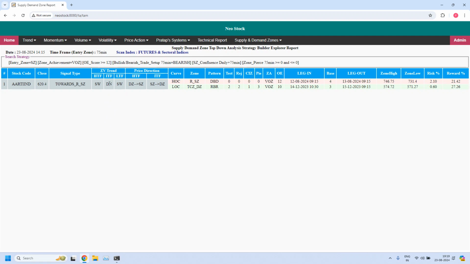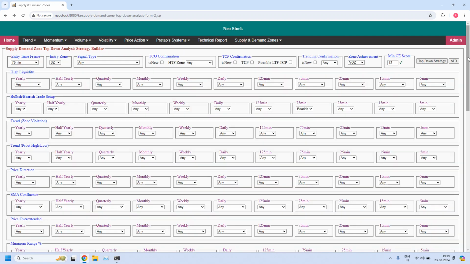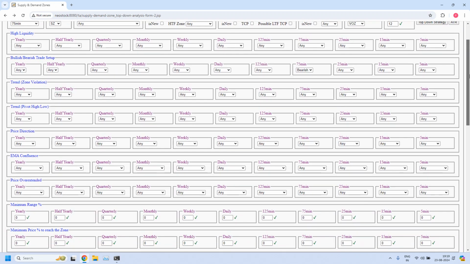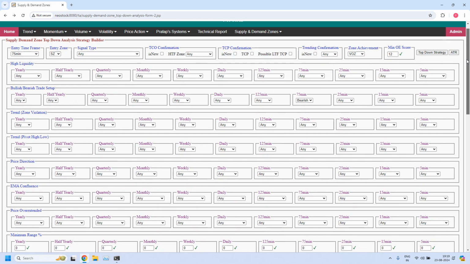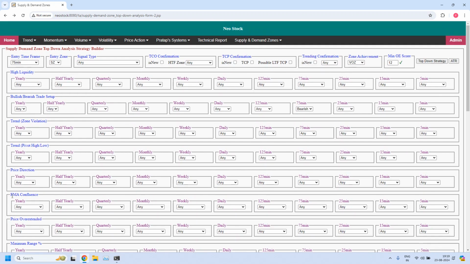Daily trend is a downtrend. So we need to look for supply zone confluence, EMA confluence with supply zone. So that is the reason why in the daily time frame, that is ITF time frame, in EMA confluence, I am looking for supply zone with daily EMA confluence.